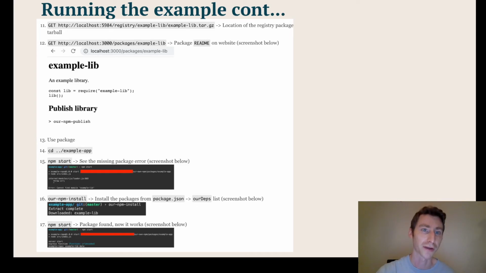Now we want to use this package. So we're going to change directory into the example app. I'm going to run npm start, and we'd see that we're getting a missing package error, which is exactly what we expect. Now we run our global install binary command, and it will install the package from the package JSON from the rdeps list. And then we run npm start, and the package is found. And now you can see it works. So that's it. Our mini npm works.